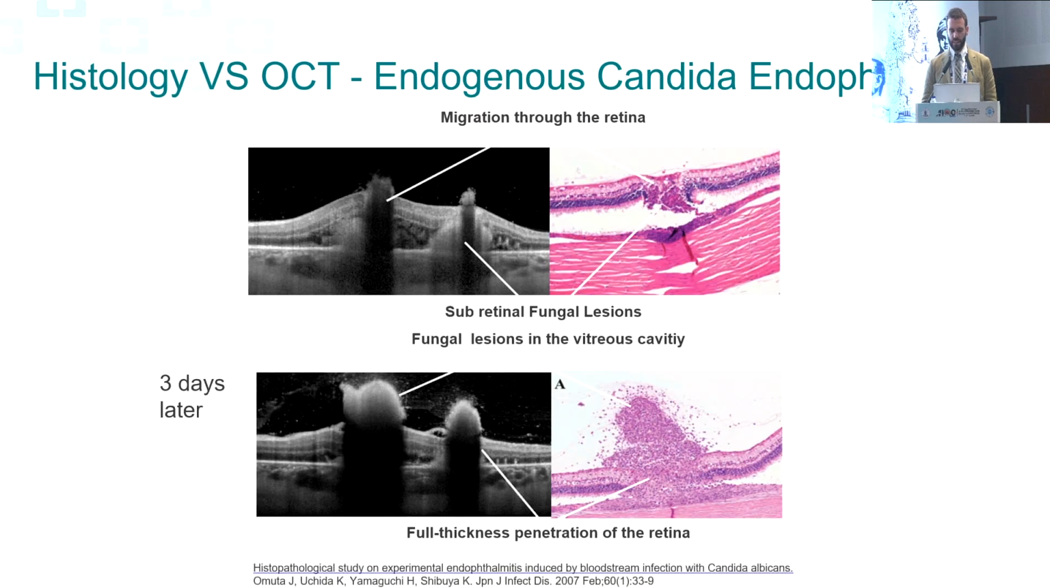We go to Candida, and again there's a perfect correspondence between histology and the OCT. So here you have the Candida trying to go through the retina into the vitreous, because Candida does this. Whether it comes from the choroid or from the retina doesn't matter, it always tries to go towards the vitreous.